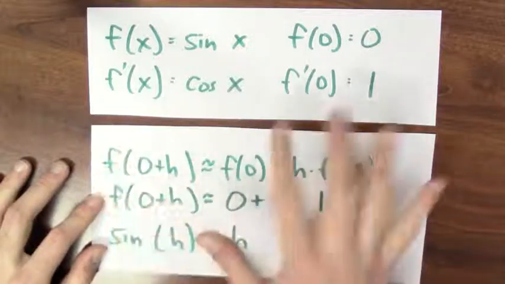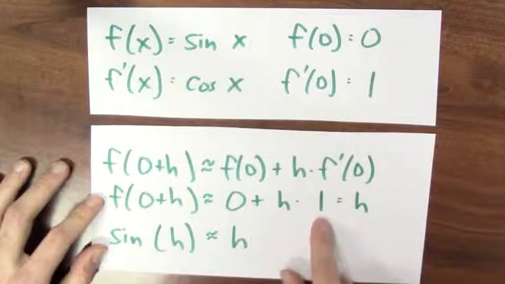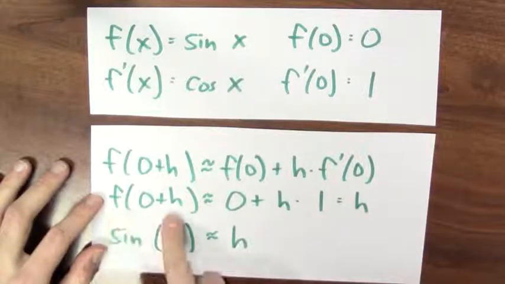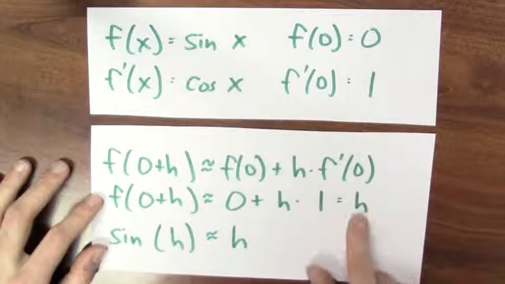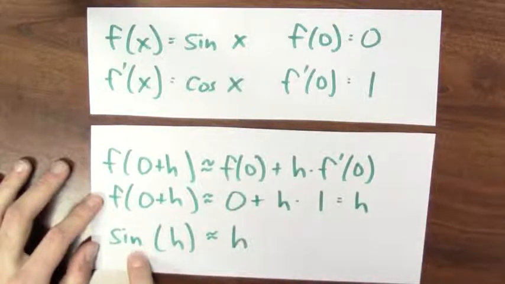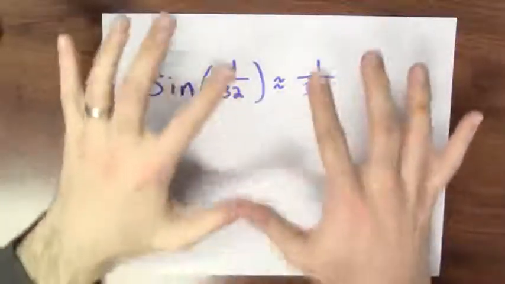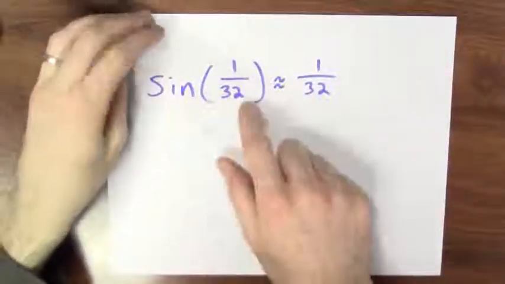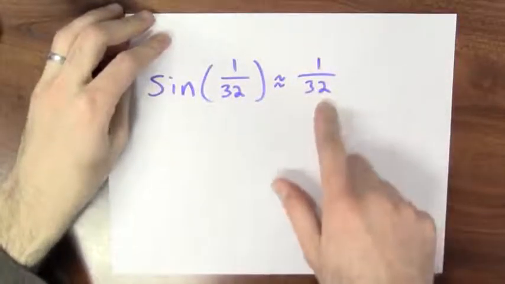Well, given this, in our specific case, the value of the function at 0 is 0 and the derivative at 0 is 1, and that means the function's value at h, for h very small, is about h. That means that sine of a very small angle is very close to that same value. Let's actually use some numbers. So very concretely, sine of, say, 1/32 is really close to 1/32.